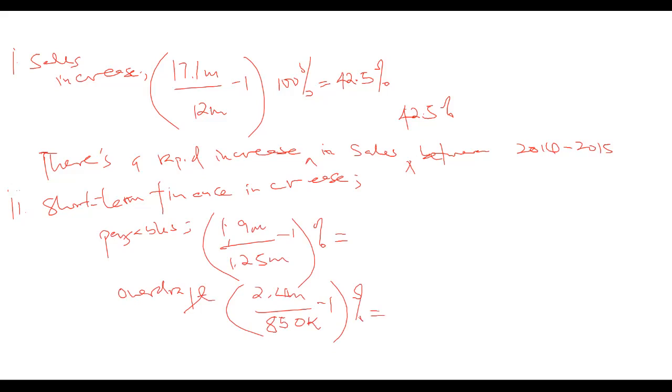Payables increase 52%. That's a very high increase. 52% is a very high increase in payables. Okay, overdraft, I think it will be worse. Overdraft is how much? 192%. Okay, so we get 192%.